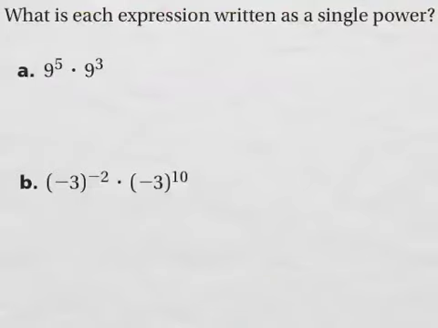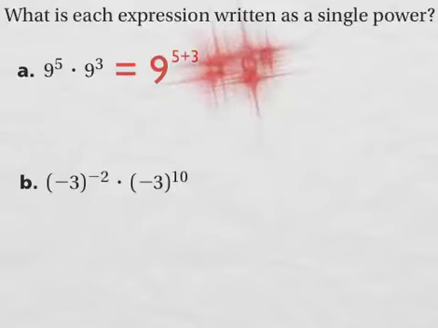If you look at this first example, it says, write each expression as a single power. We have 9 to the 5th times 9 cubed. They have the same base 9, which is going to stay the same, and then we're going to add the exponents, 5 plus 3, to give us 9 to the 8th power.